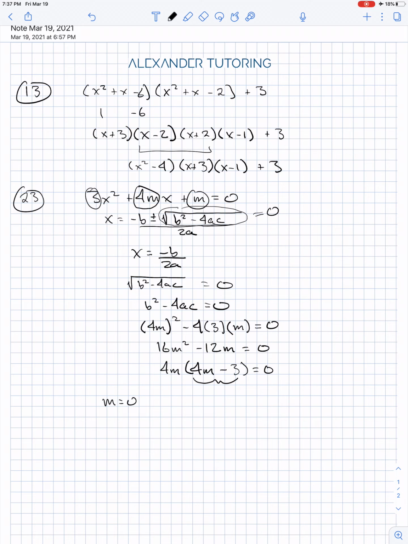Okay? And then for the second solution, we can set 4m minus 3 equal to 0, adding 3 to both sides, we have 4m equals 3, or m equals 4/3. So the two values of m that give a single solution are 0 and 4/3. Cool problem. Okay, and the last one was 26, I think.